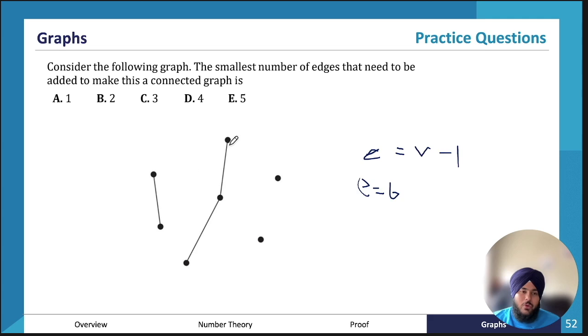And we already have 3, so we just need the remainder, which is 3. So that's the answer there.